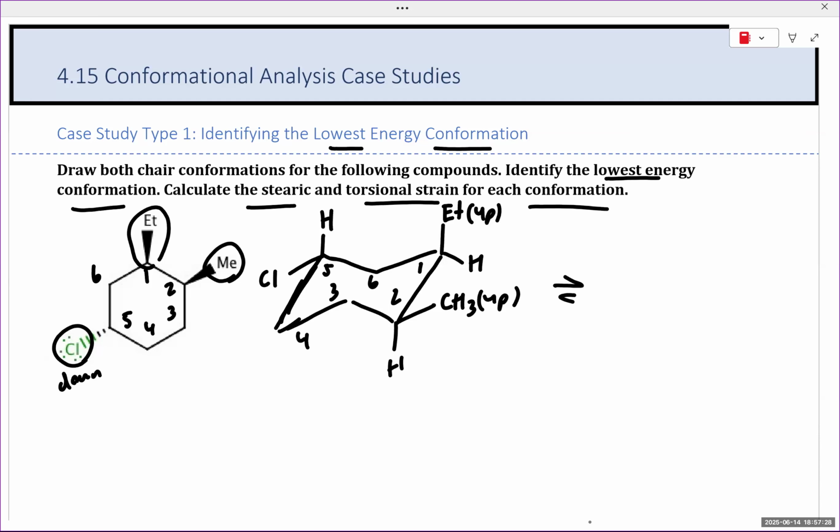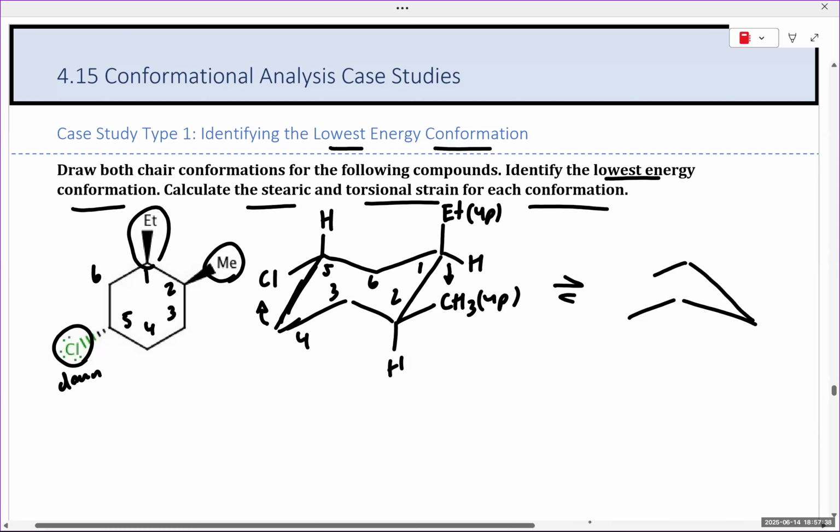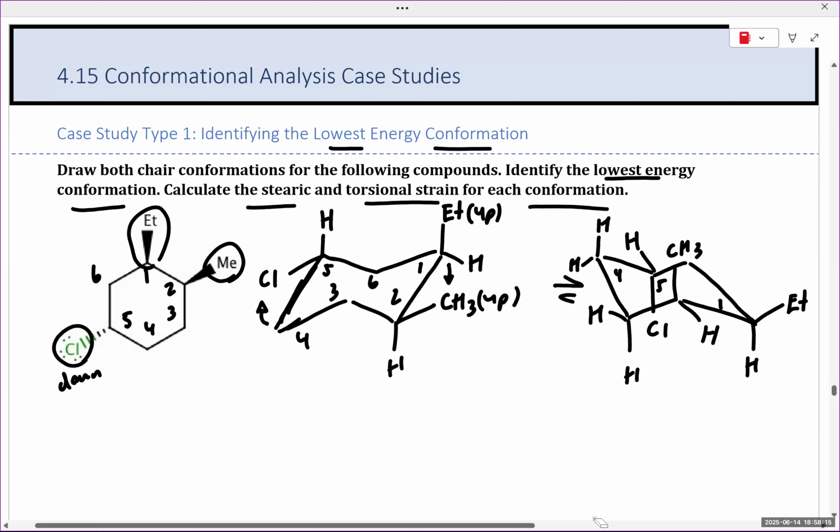Next, I'm going to draw the chair flip. Carbon 1 is brought down, carbon 4 is brought up. Okay, carbon 1, the ethyl group, to be pointing up, is going to be in the equatorial position. Carbon 2, the methyl group, to be pointing up, will be in the axial position. Carbon 5, the chlorine, to be pointing down, will be in the axial position. I'm going to draw out all of the hydrogens now because it's going to be important for this analysis.